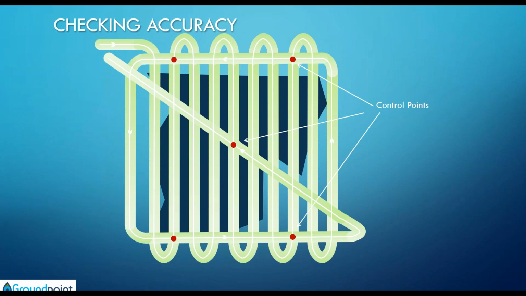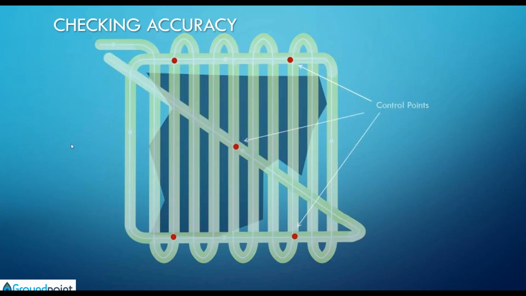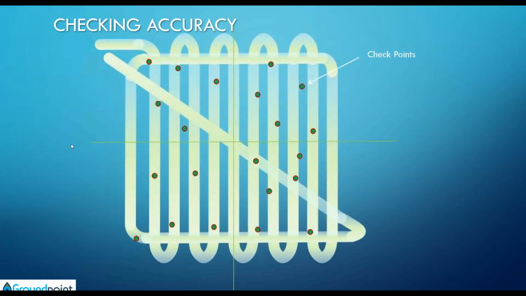Then once we have all that information, we want to go about checking it. And that's where checkpoints come in. So we distribute checkpoints across our area and do a statistical evaluation so that we can make an authoritative statement about the vertical and horizontal accuracy associated with our data. Now, these checkpoints are kind of important.